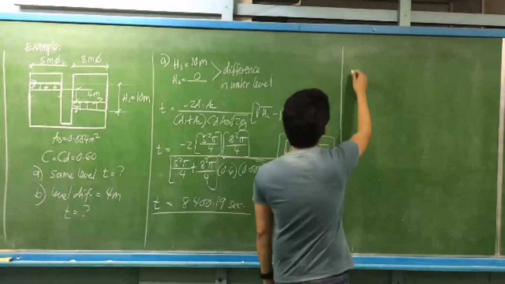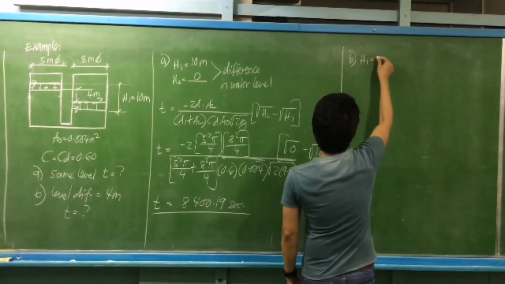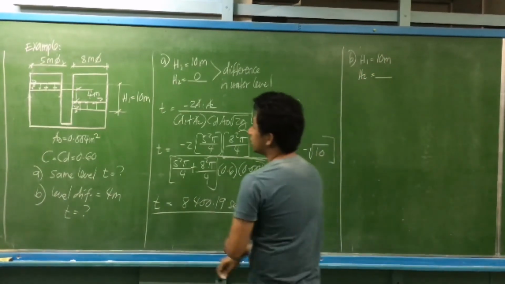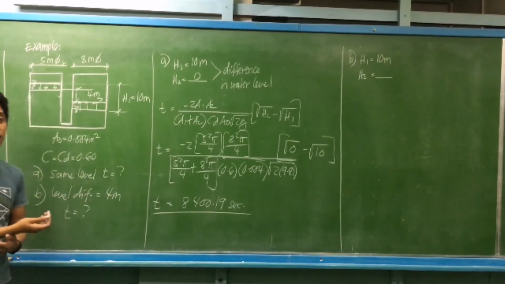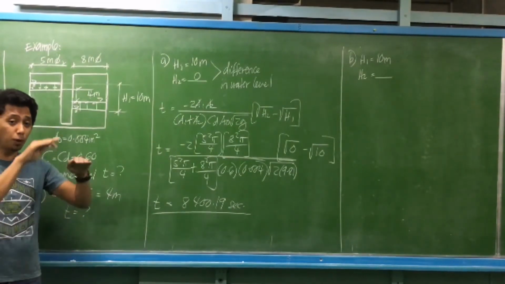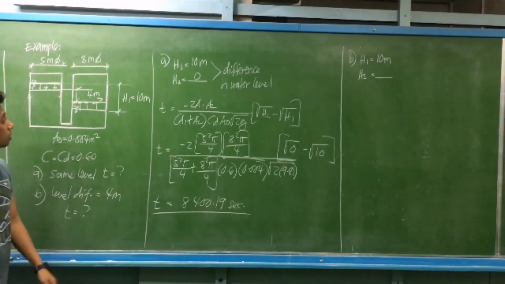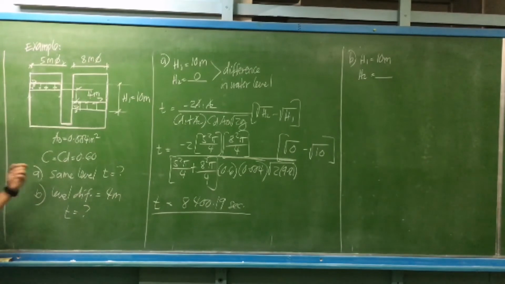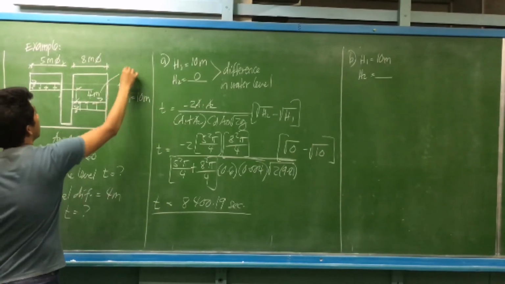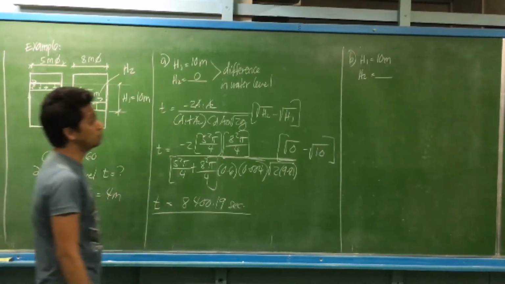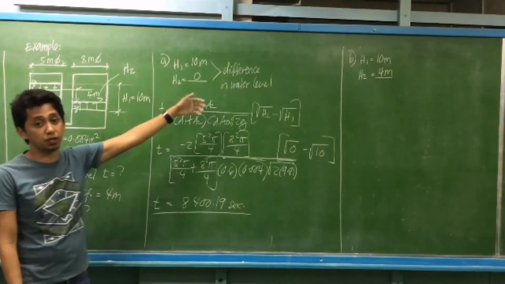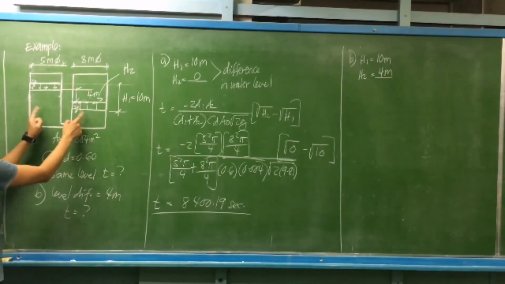So, for letter B, ganun din, our initial head, sigurado, 10 meters. So, ano naman yung ating final head? The initial head is 10 meters, what is the final head? So, take note, if you say head, that is the difference in the level of the water surface. Ano ba yung pagkakaiba ng elevations nila? So, sabi naman niya, gano'n daw katagal bago yung difference in water surface will be 4 meters. Take note that this difference in water surface na 4 meters is the same as the head number 2. That will be our final head. Now, when you say head, that is the difference in water level between the two tanks.